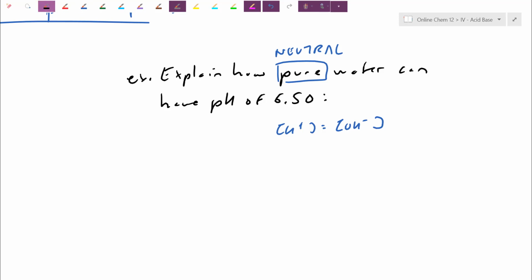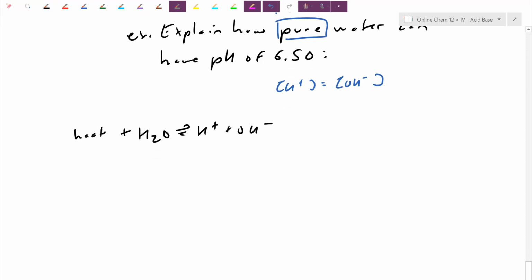We want to look at our water equation. Let's see the self-ionization of water. Water is in equilibrium with H plus and OH minus. This one here is an endothermic reaction. That's important. I have a pH that's a little bit less than 7. pH less than 7 would usually mean more acidic, right?